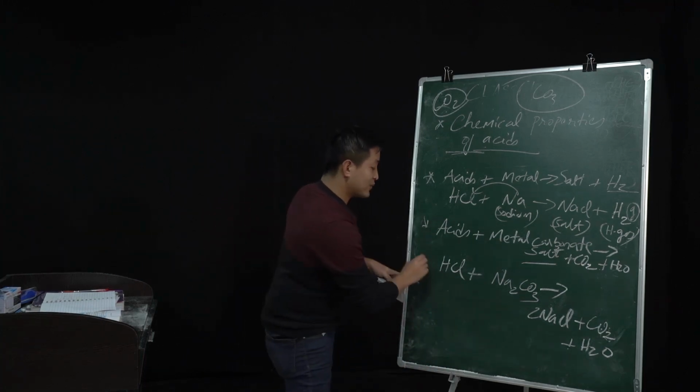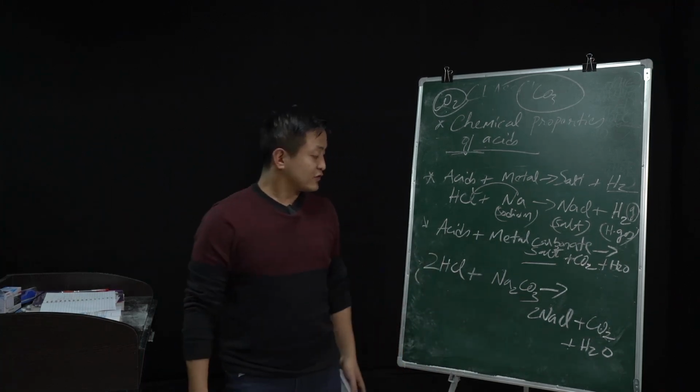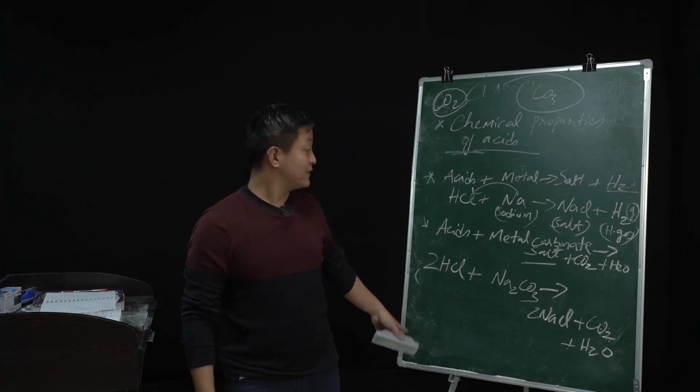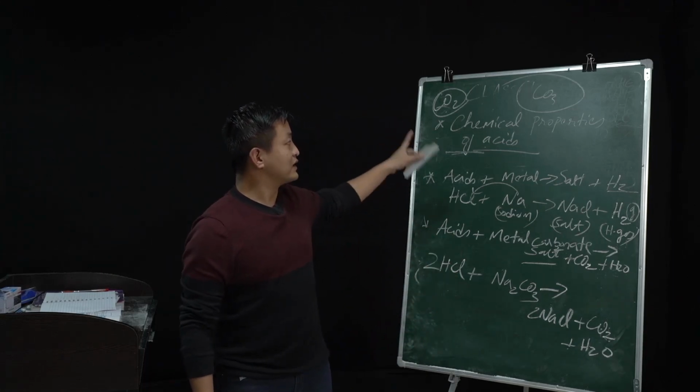So we can balance this one. Okay. So students, please note down this equation. This is the second chemical property of acid.